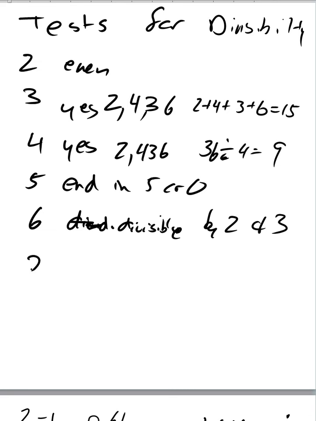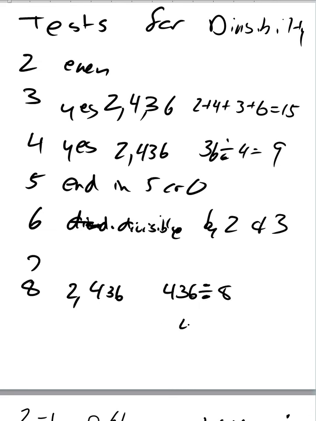There's nothing you can do with that. Number 8, what you do there is you look at the last 3 numbers. And if that is divisible by 8, then the entire thing is divisible by 8. So for example, we'll use our same number, 2,436. So is 436 divided by 8, does that come out evenly?